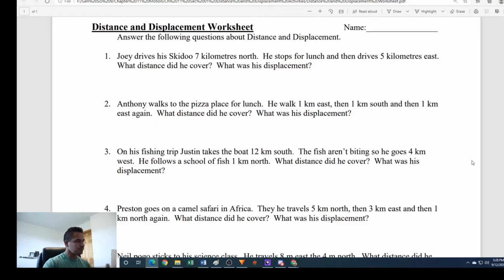Okay, let's take a look at problem number 3. It says, on his fishing trip, Justin takes the boat 12 kilometers south. The fish aren't biting, so he goes 4 kilometers west. He follows a school of fish 1 kilometer north. What distance did he cover? What was his displacement?